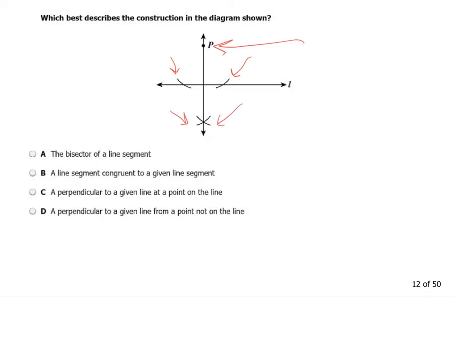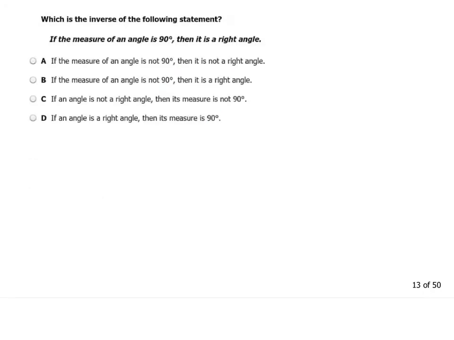So when I read through my choices, it's definitely not the bisect of a line. It's not in the middle. We don't see two segments that we're making congruent from one another. Perpendicular to a line, a point that's on the line. There's no point on the line. Perpendicular to a given line from a point that is not on the line. Correct answer is D.